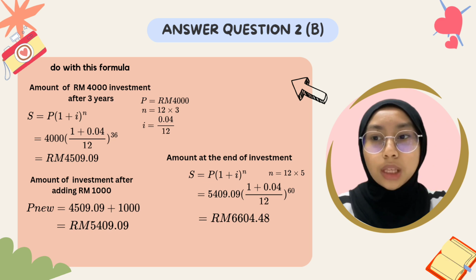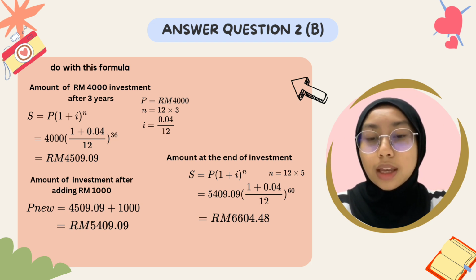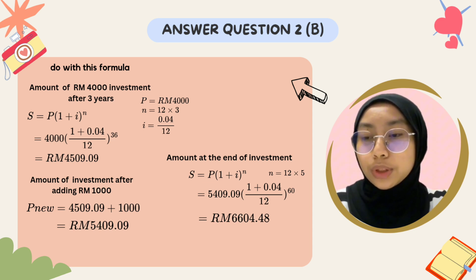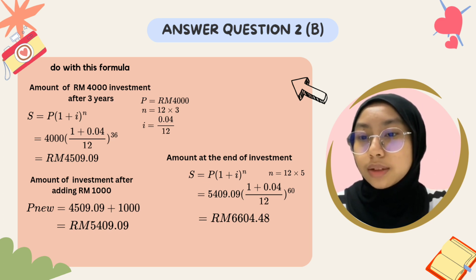So for question 2b, we are going to use the formula S equals P, open bracket 1 plus I, close the bracket, to the power of N. P is 4,000 ringgit, N is 36, I is 0.04 over 12. So 4,000, open bracket 1 plus 0.04 over 12, close the bracket, to the power of 36. After we calculate, the answer for S is 4,509 ringgit 9 cents, which is the amount of investment after 3 years.